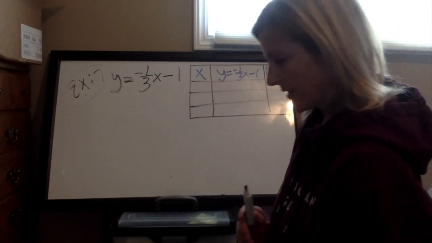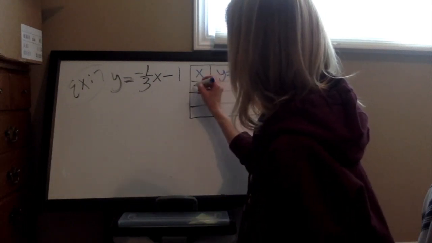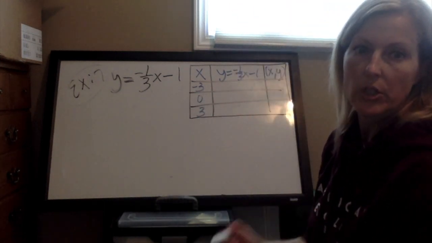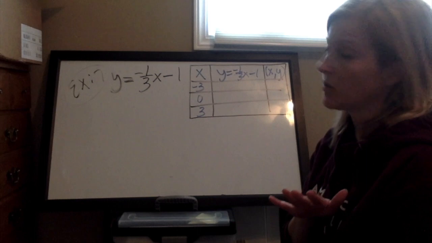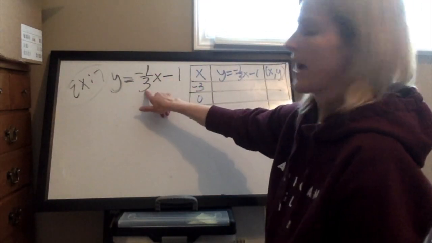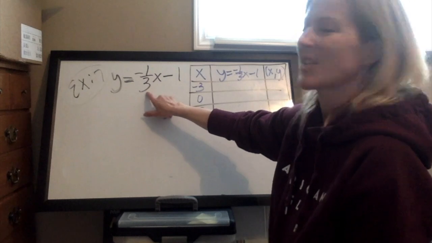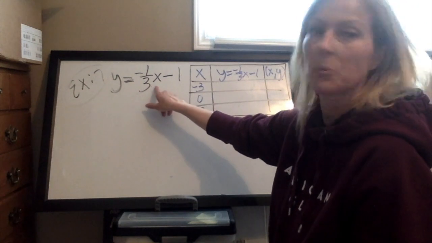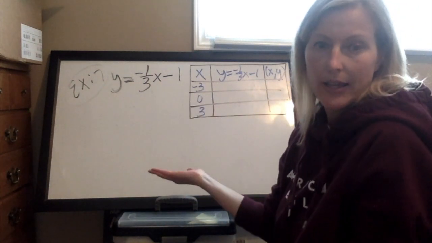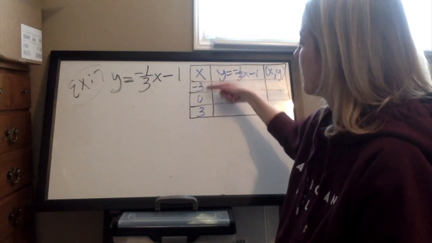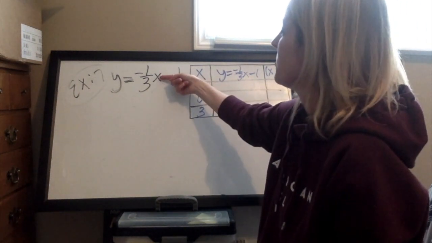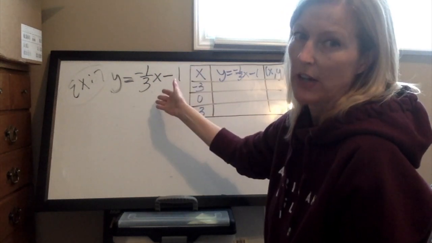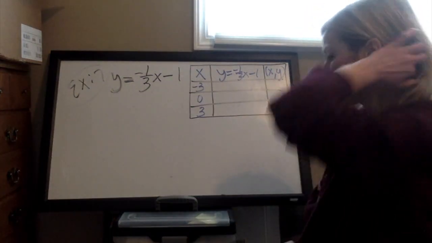Okay, so what do they give you for X? They give you -3, 0, and 3, which are good X's to do because when you are dealing with a fraction, you want to pick numbers that are going to cancel out that fraction. And we know that 0 will cancel it out because it's multiplying your X. So if you plug in 0, it's going to give you 0. But the nice thing about -3 and +3 is if you multiply -1/3 by a positive or negative 3, it's going to cancel out the fraction part, and I'll show you that.